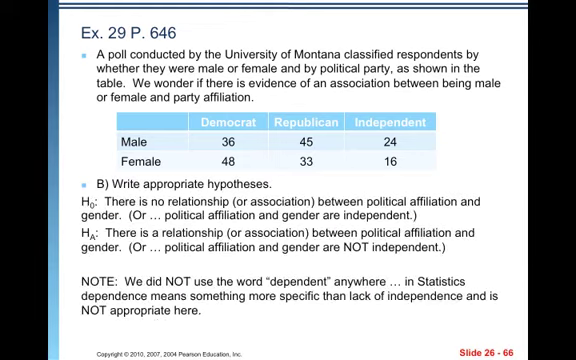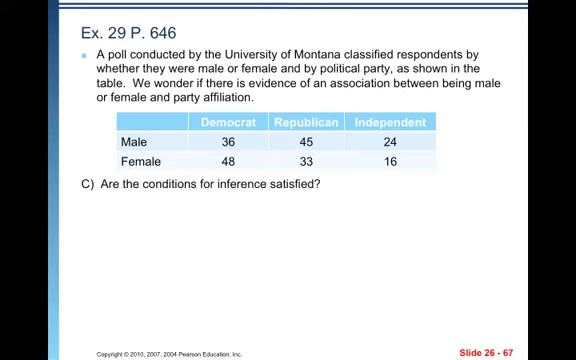So we're going to write appropriate hypotheses. The null is that there is no relationship or association between political affiliation and gender, or another way to say it is political affiliation and gender are independent. The alternative is that there is a relationship or association between political affiliation and gender, or political affiliation and gender are not independent. Note, we did not use the word dependent anywhere. In statistics, dependence means something more specific than lack of independence and is not appropriate here.